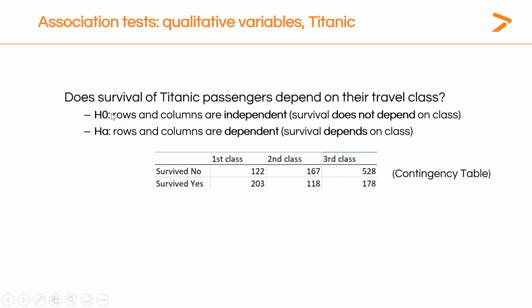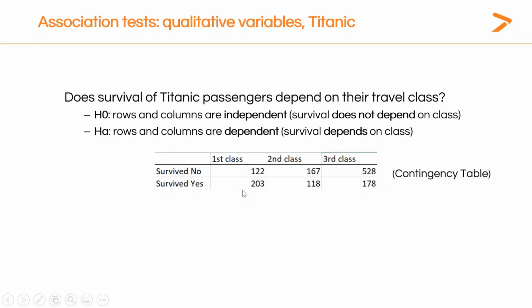Here is how I can write down the null hypothesis and the alternative hypothesis. In the null hypothesis, the rows and the columns are independent, so survival does not depend on class. And under the alternative hypothesis, rows and columns are dependent, so survival depends on class.